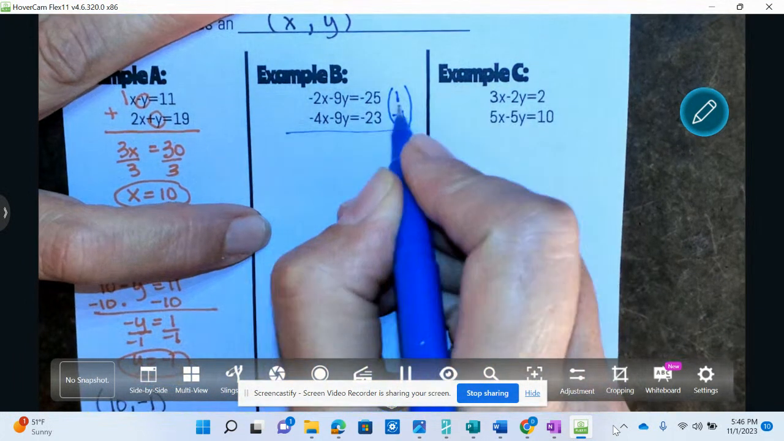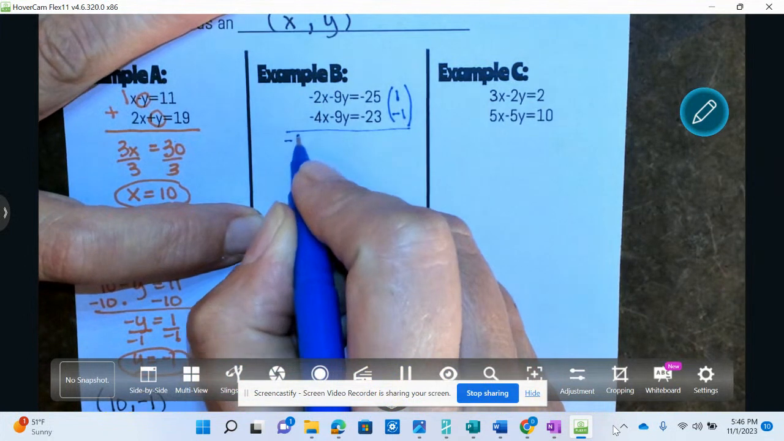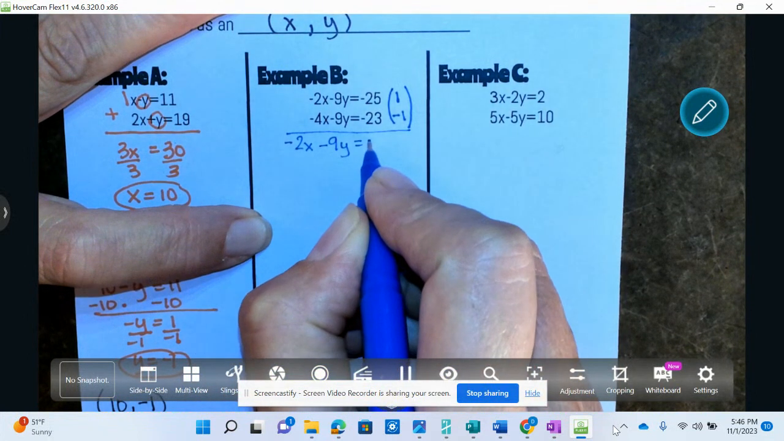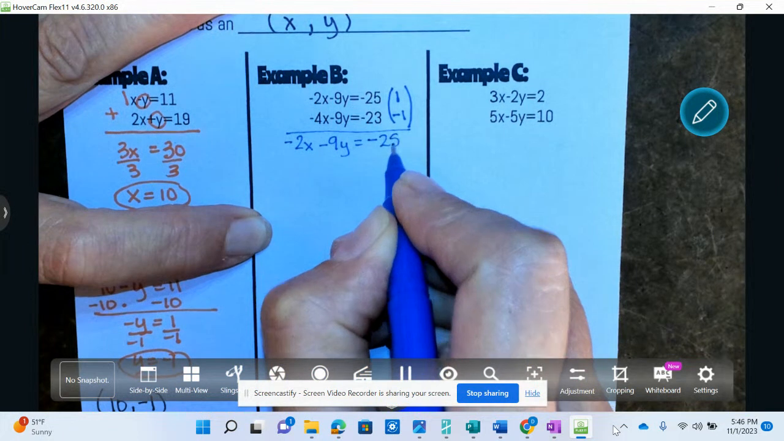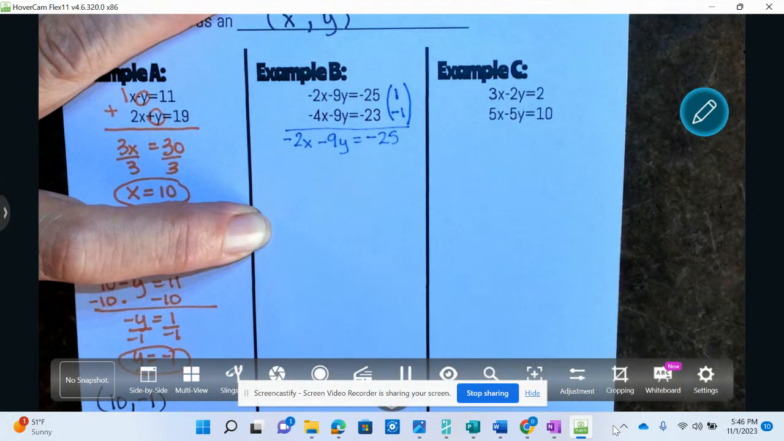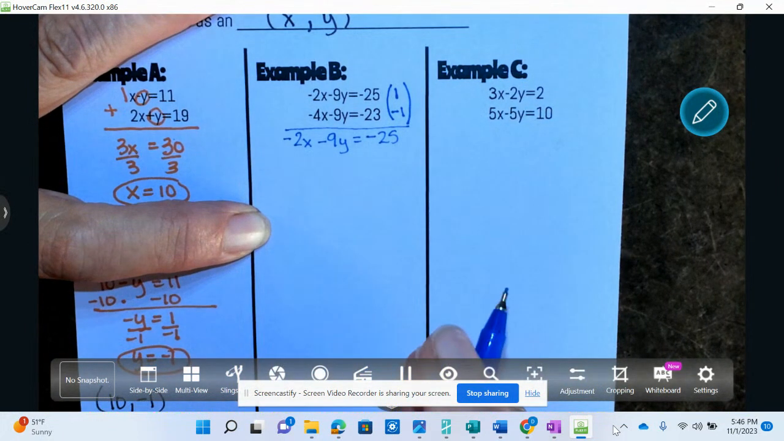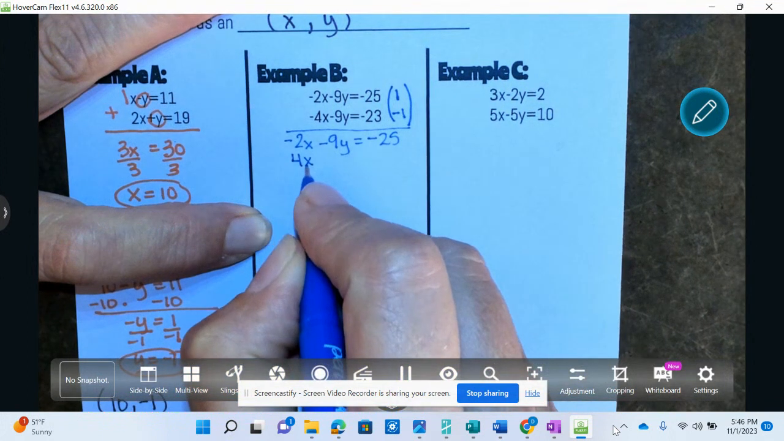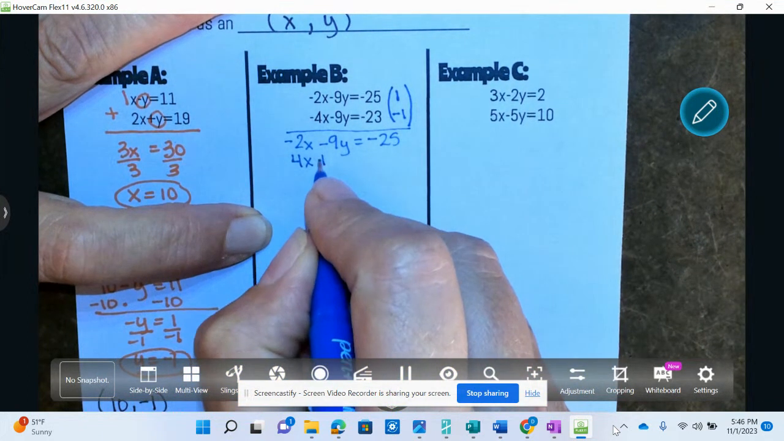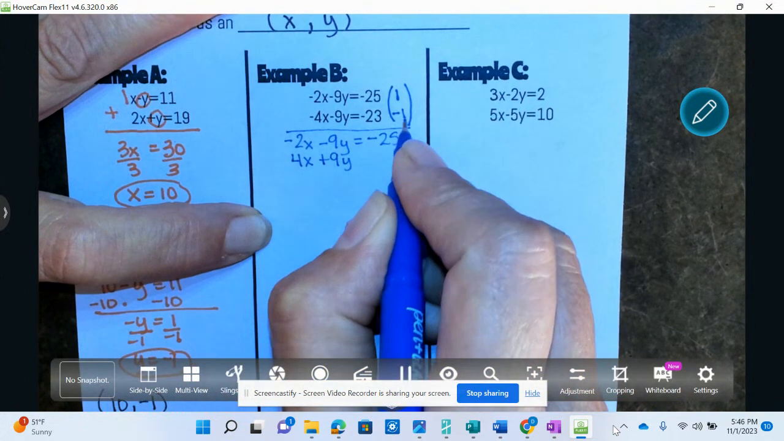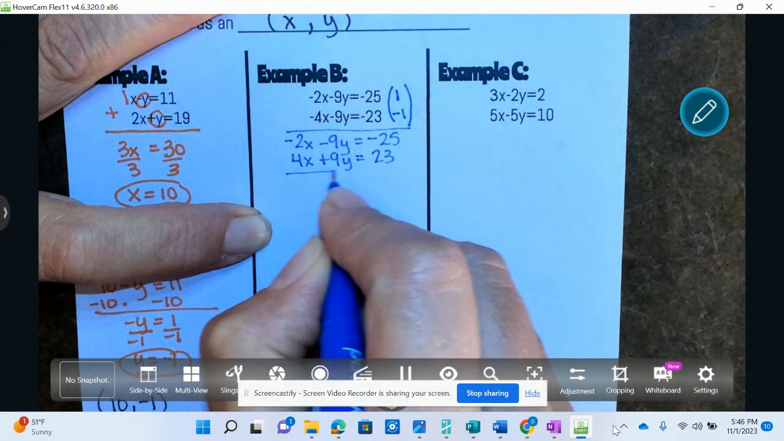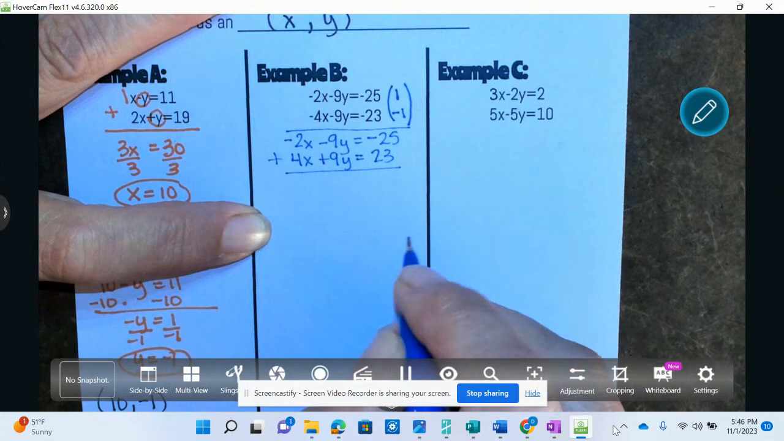So even though I'm not changing the first equation, I say that I'm multiplying by 1. So let's see. The first equation doesn't change. Negative 2x minus 9y equals negative 25. Second equation, every single term is getting multiplied by negative 1. Negative 1 times negative 4 is positive 4. Negative 1 times negative 9, positive 9. Negative 1 times negative 23, positive 23. So now I'm going to add these two terms together.